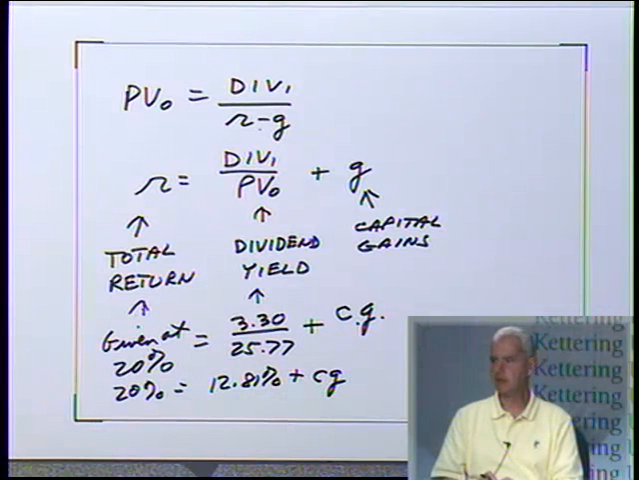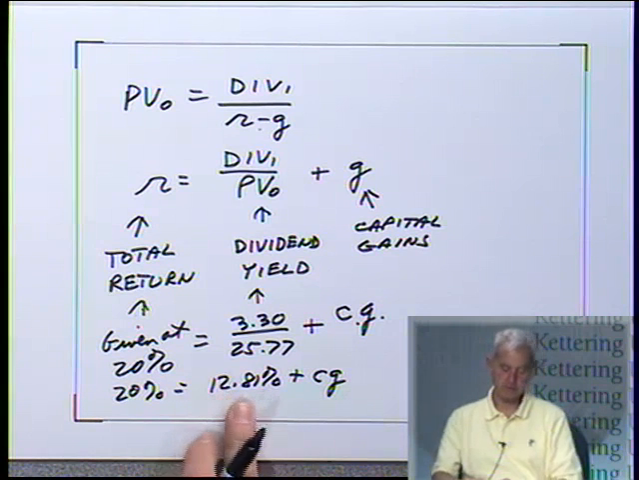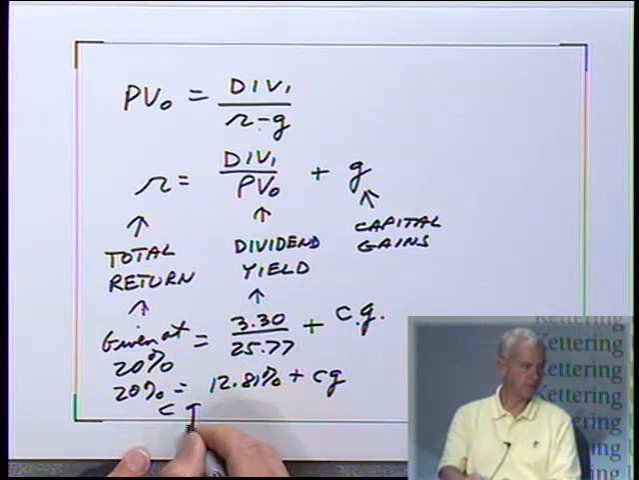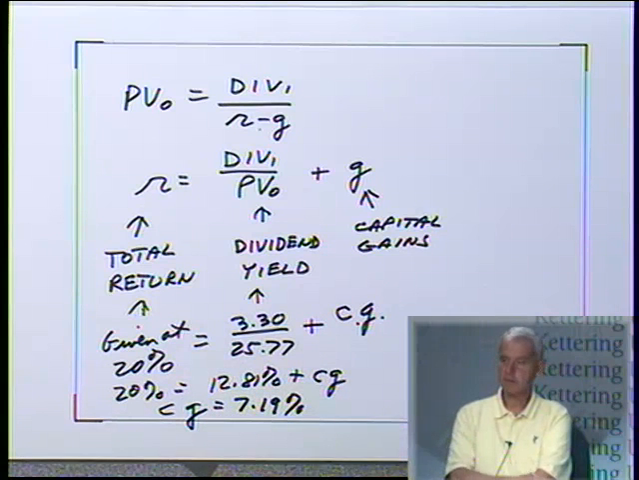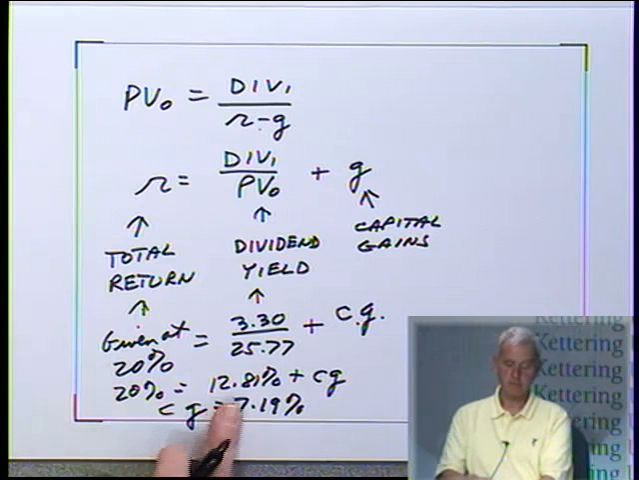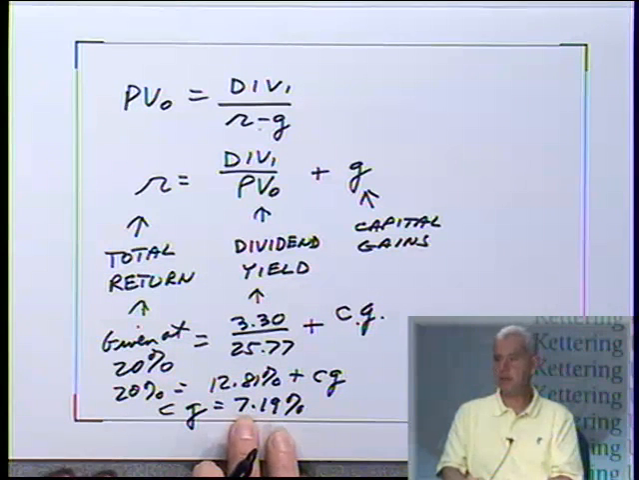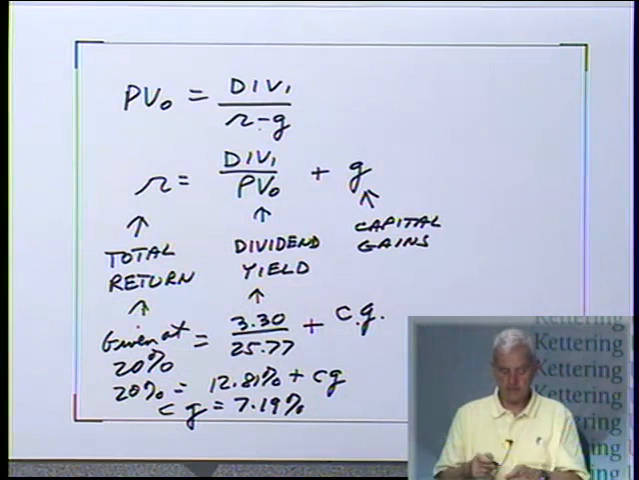Think I can figure out what my capital gains is? What this means is, what percent did the stock price go up that year? It's going to be about 7.19%. So my capital gains is 7.19%. During the year, I'm going to make 20%. That was given. But 12.81% is from the dividends, and 7.19% is from the stock price going up. And that's what that's asking about.